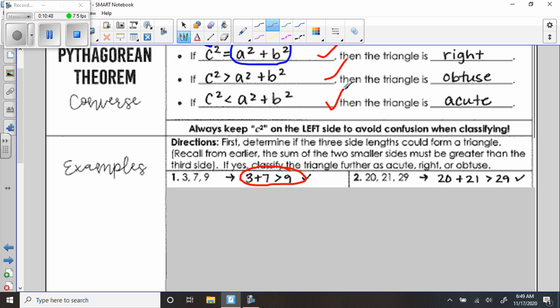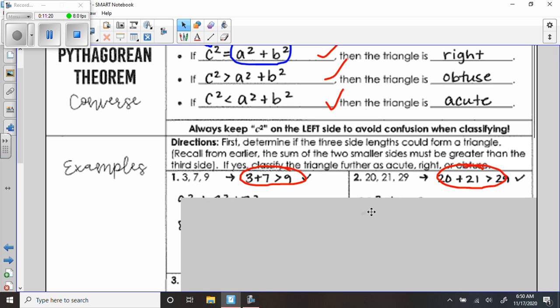Now look at number 2 here. I already did my check there. 20 plus 21. I'm not going to say add the first two numbers. I'm going to say add the two smallest numbers. 20 plus 21 is way bigger than 29. So yes, we're good. We can do this. All right, so now that I know number 1 and number 2 are triangles, I'm going to go ahead and do this test. I'm going to test if it's a right triangle, obtuse, or acute.